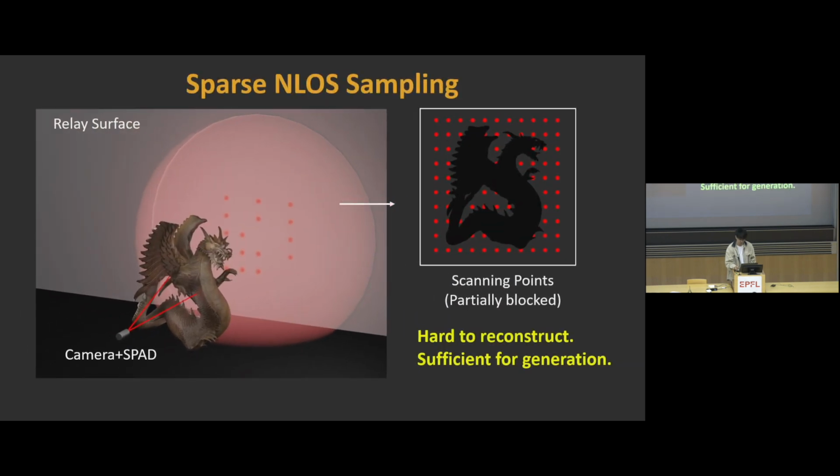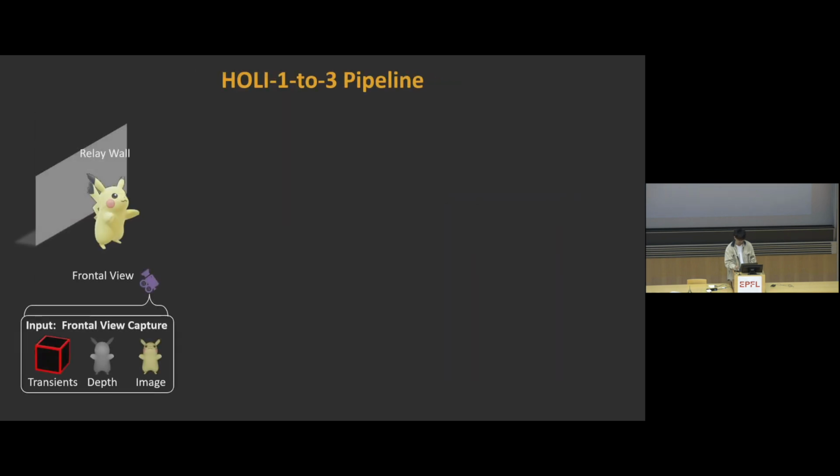It is noteworthy that our NLOS setting differs from the previous ones in that the front SPAD can only scan the points that are not occluded by the object itself. This leads to much fewer effective transient scans. And in conventional NLOS imaging, such a setup usually generates very low quality reconstructions. However, we found that these setups are sufficient for our 3D generation. Now let's go to the training details of our pipeline.